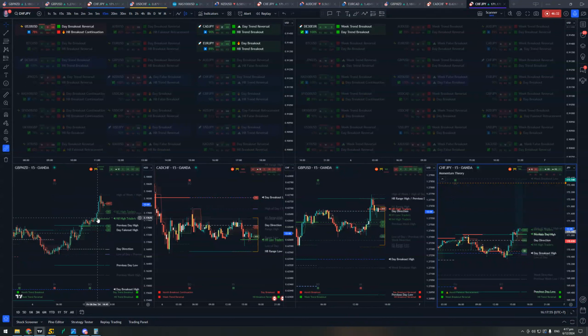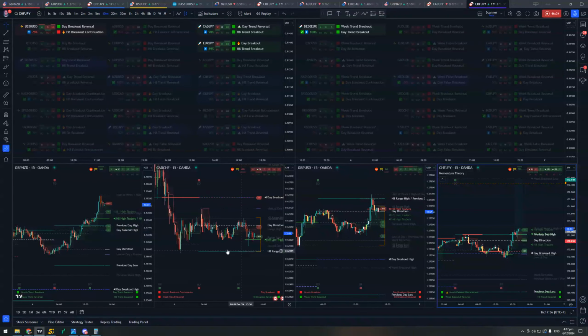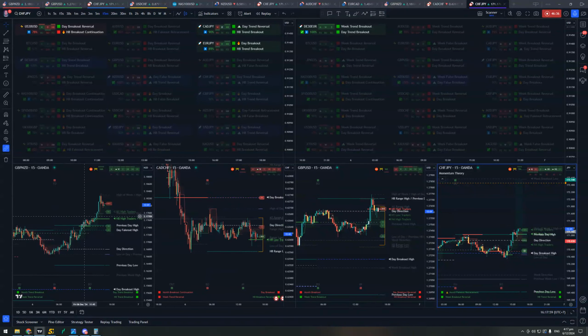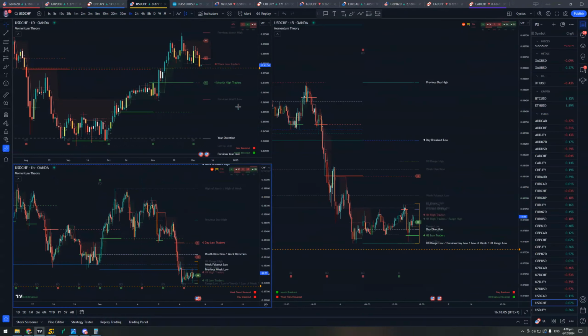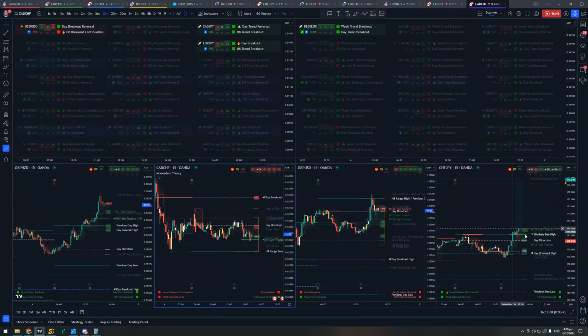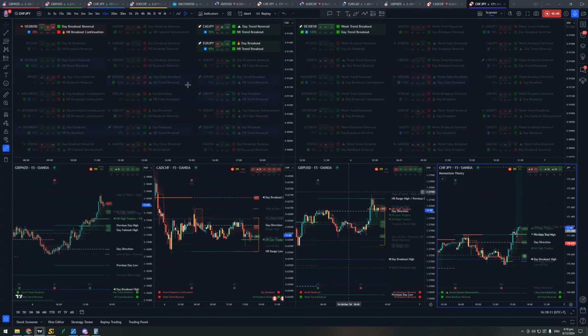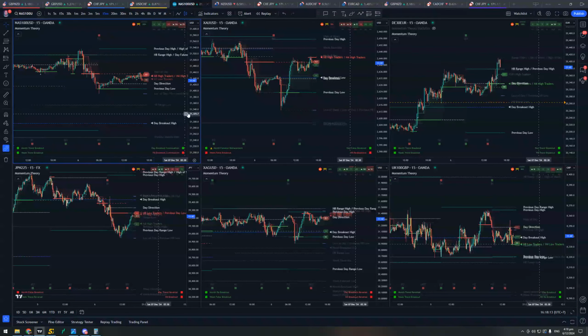GBP NZD, actually this wasn't on my radar. I wasn't looking to trade this one. CAD Swiss I was looking to trade, but it had to get below this range. So I did not trade that. USD Swiss also did not. So I only took this one Swiss JPY trade, and that's it. Let me see if anything else set up.